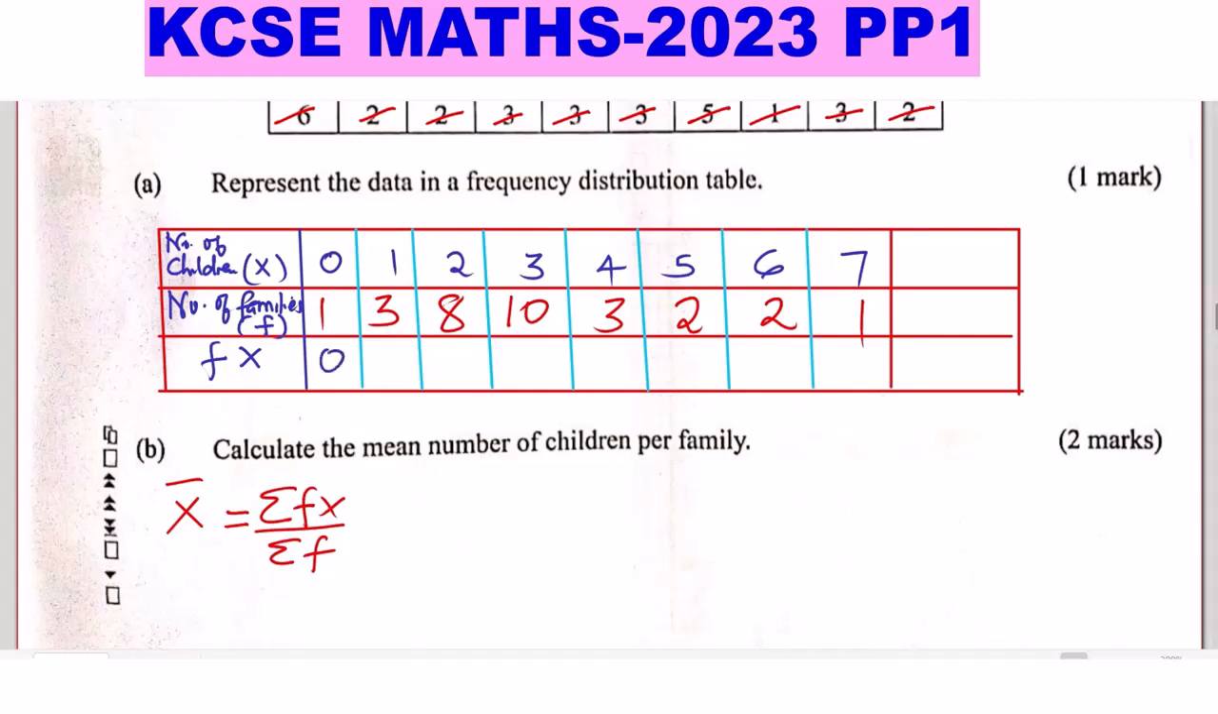We have 0. This will be 3. This will be 16, 3 times 10. This will be 30. This will be 12. This will be 10. This will be 12. This will be 7. Then I add everything.